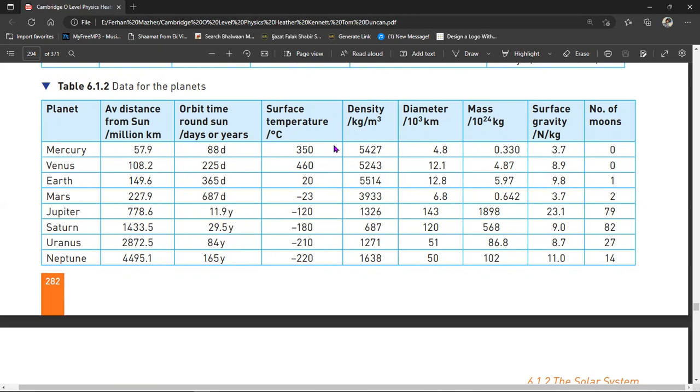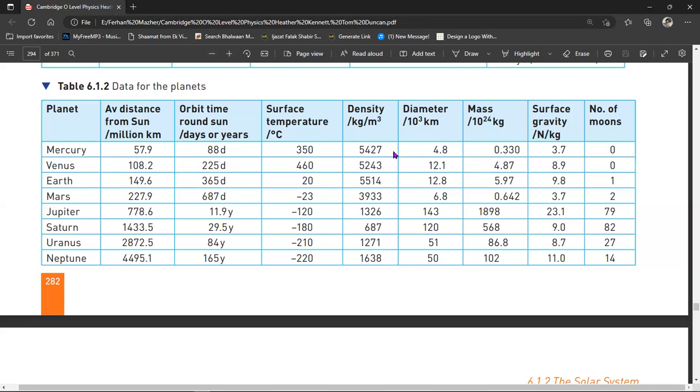The surface temperature of Mercury in degrees centigrade is 350 degrees centigrade. Venus is 460 degrees centigrade. The Earth is 20 degrees centigrade. Mars is minus 23 degrees centigrade. Jupiter is minus 120 degrees centigrade. Saturn's surface temperature is minus 180 degrees centigrade. Uranus is minus 210 degrees centigrade. And Neptune is minus 220 degrees centigrade.